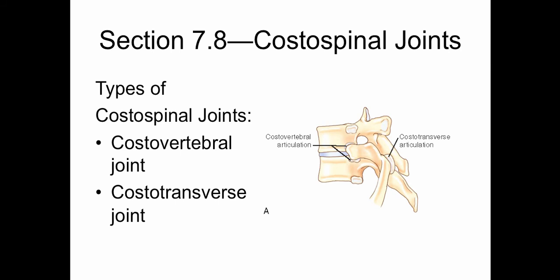The costospinal joints. There are two types, costovertebral and costotransverse. Usually each rib has two articulations with the spine, a costovertebral joint and a costotransverse joint. The costovertebral joint is the joint where the rib meets the vertebral bodies or discs, and the costotransverse joint is where the rib meets the transverse process of the spinal vertebra.